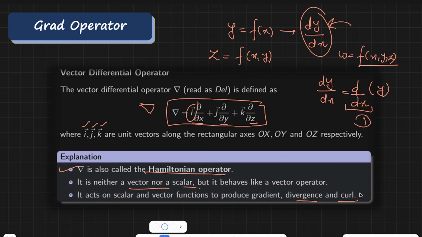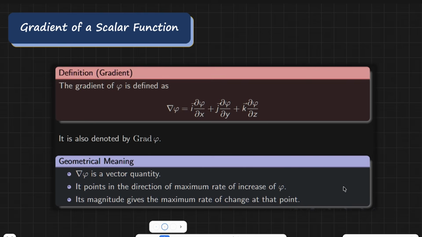If I apply the gradient operator to a scalar, that will be the gradient. If I apply it to a vector quantity, that will be divergence, and if I apply it with the cross product, then that will be curl. One by one we will discuss, don't worry about this. Now, first of all, the gradient of a scalar function.